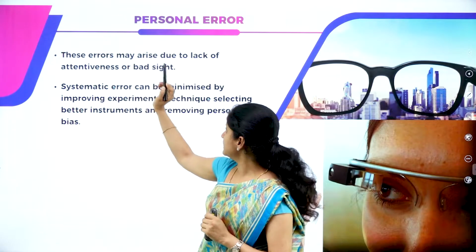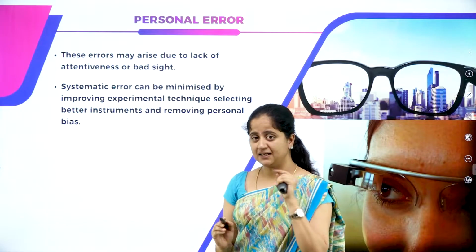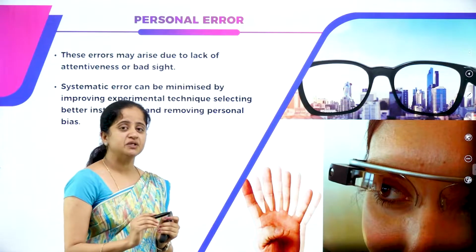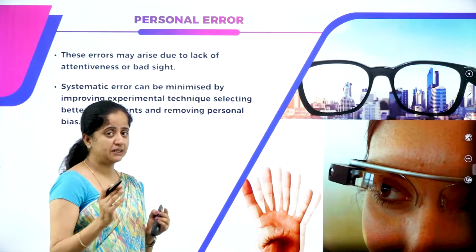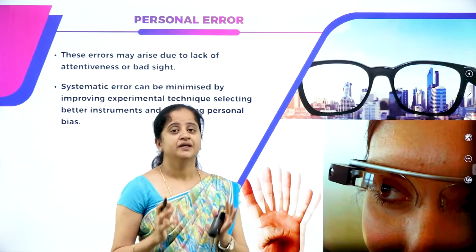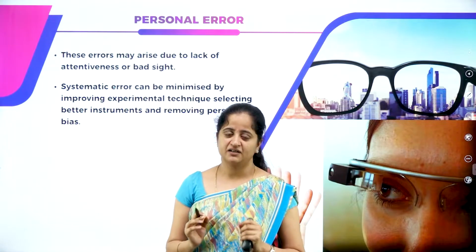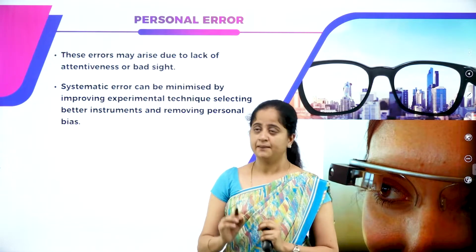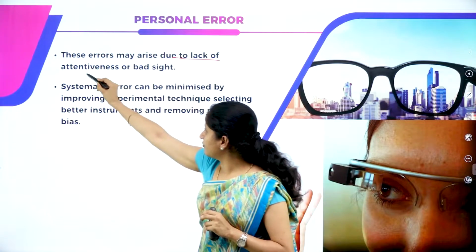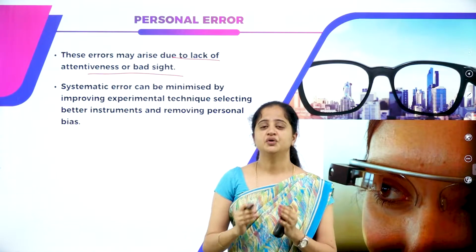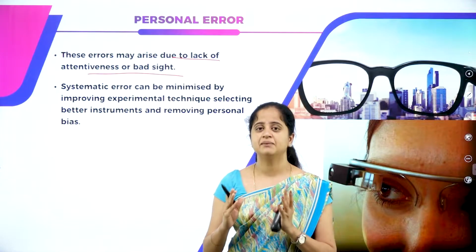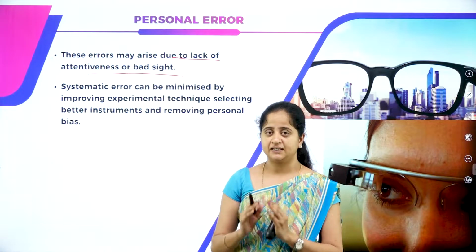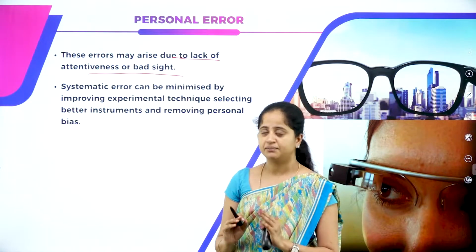Next we have personal error. So, personal error, what does it mean? These type of errors are due to individual bias, the person's individual bias, the error due to carelessness of a person, the error due to person who is not concentrating in experiment. Yes, personal errors may arise due to lack of attentiveness, or it may be also due to the bad sight. When the person is having a blurred vision, then it is difficult for that person to make the exact measurement. Yes, such type of errors are called as personal errors.